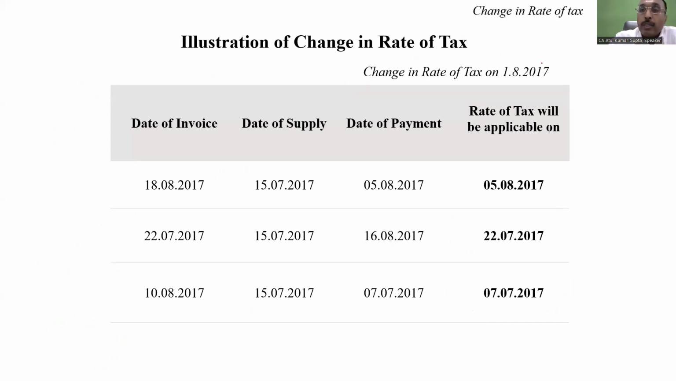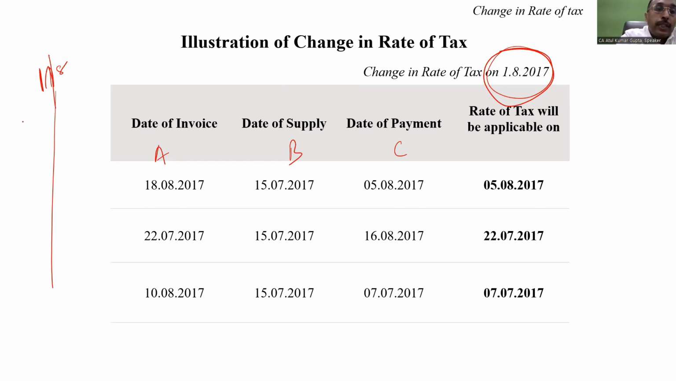Let us say the rate of tax got changed on the 1st of August. Now, these are the three dates. A is the date of invoice, B is the date of supply, C is the date of payment. Now, if I draw a line on the 1st of August: in the first case, the 15th of July, that is B, will fall this side, but A and C will fall this side. Meaning thereby, the new rate will be applicable.